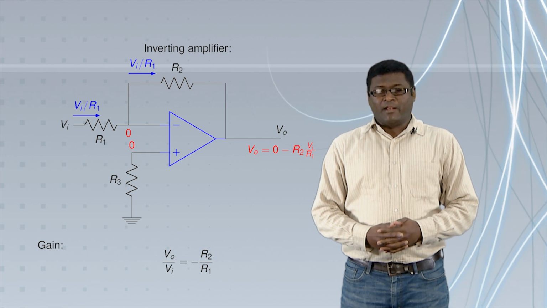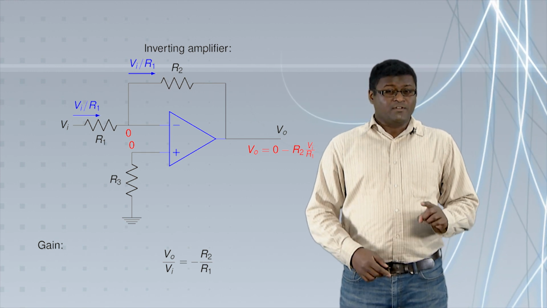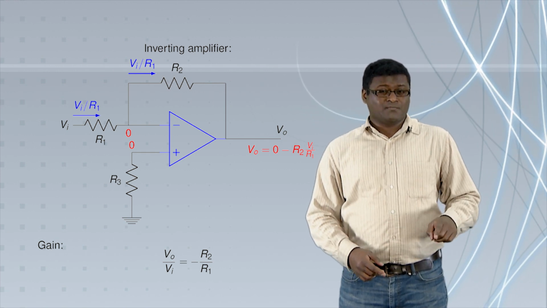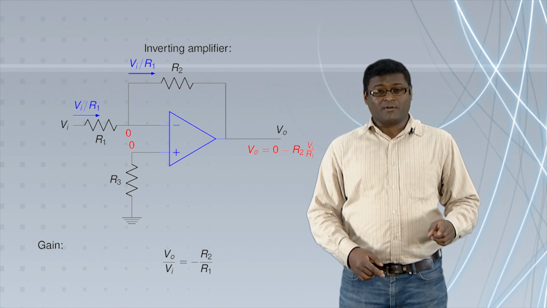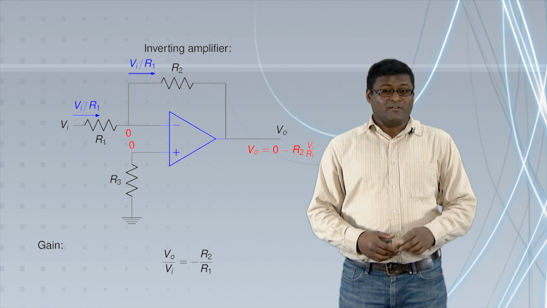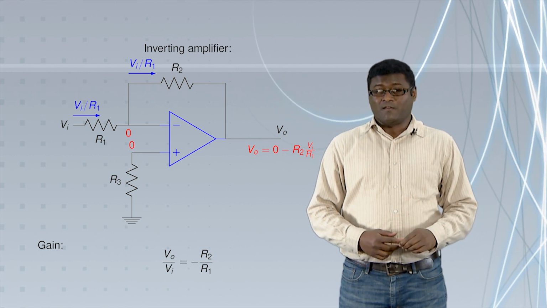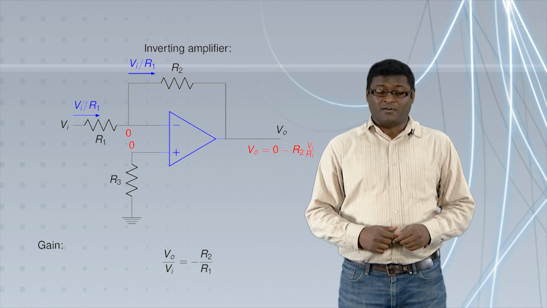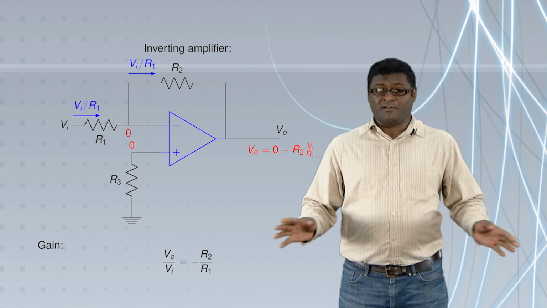Now, a note about R3. If this is an ideal op-amp, and we said it is, then there is no current going through R3, right? And we can select any arbitrary R3. But if this is not an ideal op-amp, then we have to select the value of R3 carefully. But we will look at that in later videos.